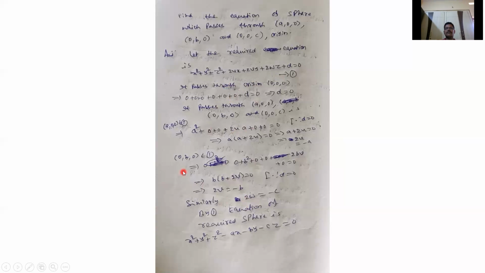So when we substitute (a,0,0), we are getting 2u is equal to minus a. When we substitute (0,b,0), that means x equal 0, y equal b, z equal 0, we are getting 2v equal to minus b. When we substitute (0,0,c), we get 2w equal to minus c. So the equation of the required sphere is x square plus y square plus z square, where 2u is equal to minus a, 2v is equal to minus b, 2w is equal to minus c.